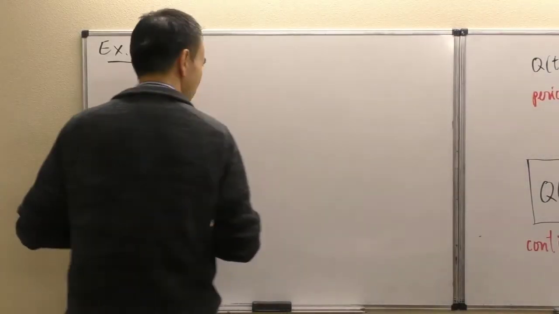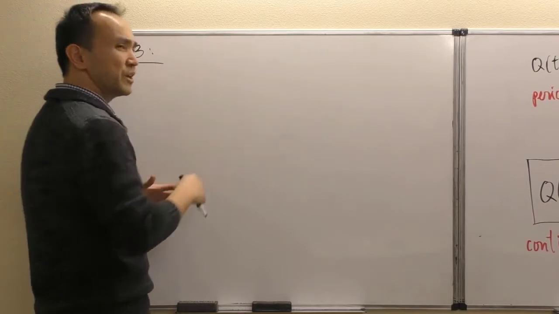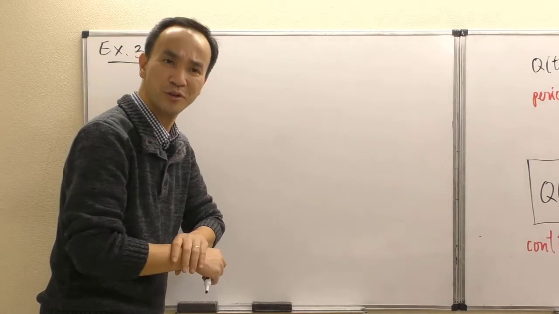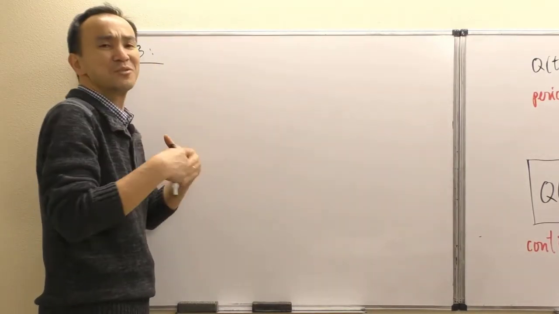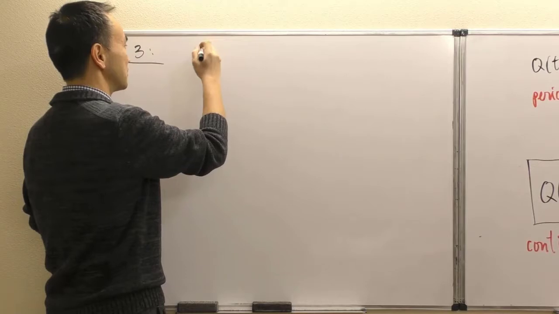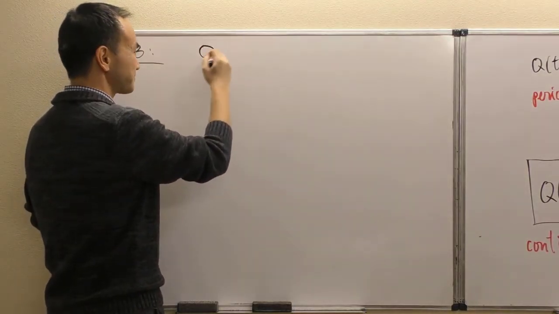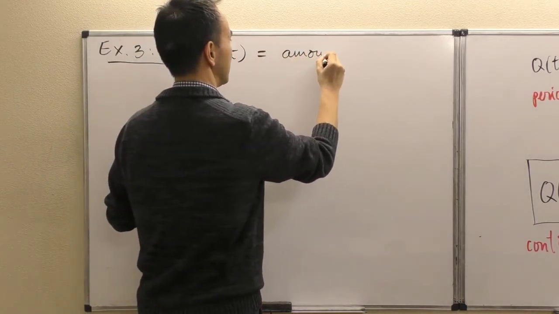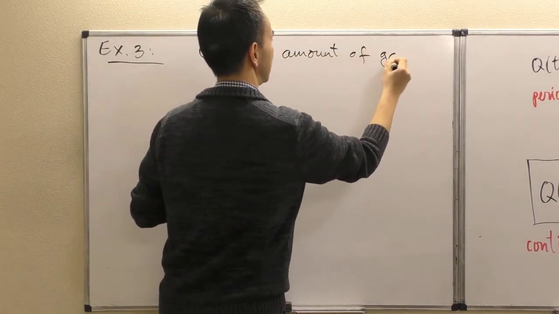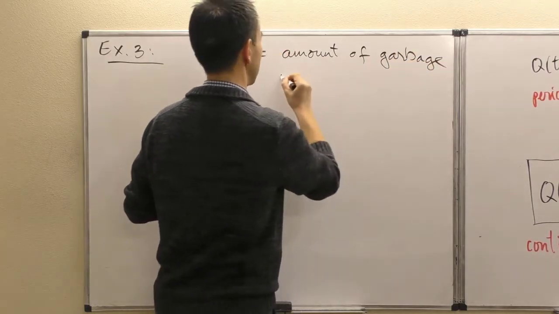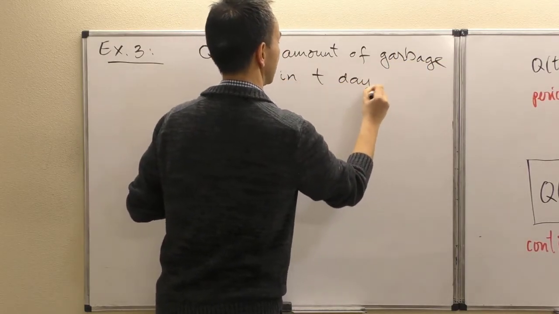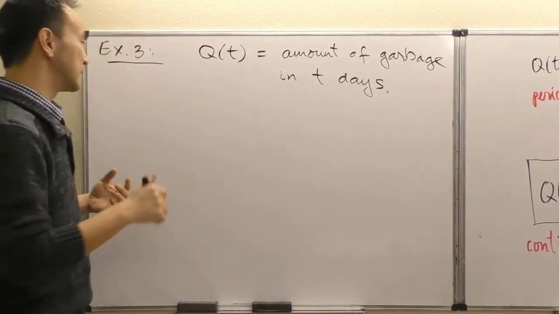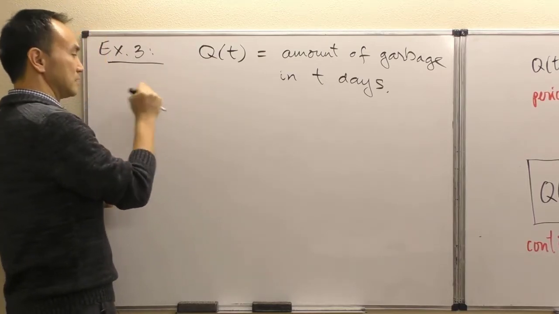Let's go ahead and write down the information we have. We can call the amount or quantity whichever variable name we like, but I tend to call it Q. So Q of t is the amount of garbage in t days, and that's what the t variable is for. t is a time variable, but I'll get to that in more detail later on.